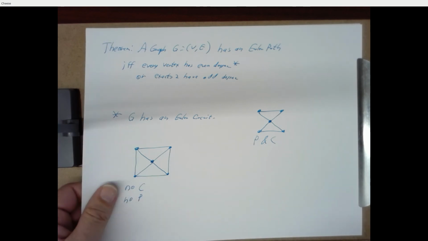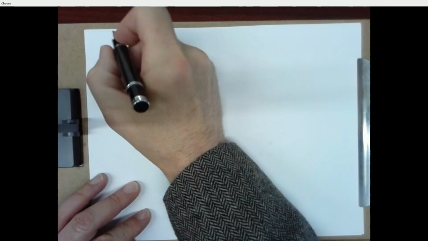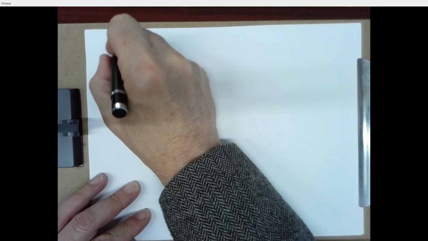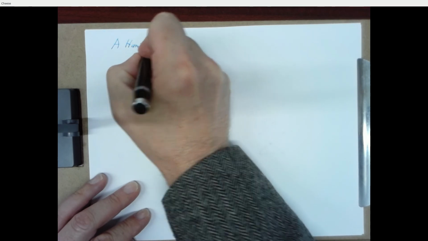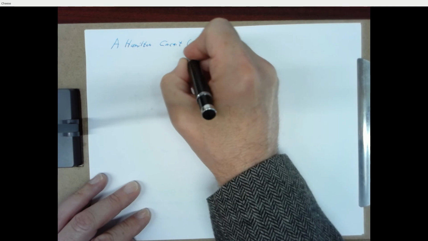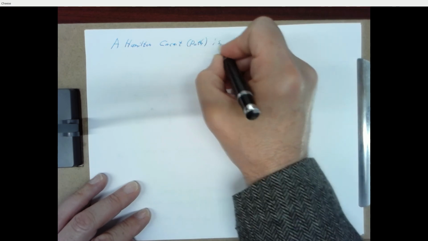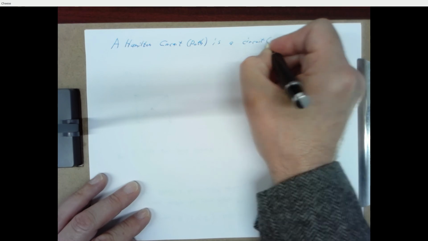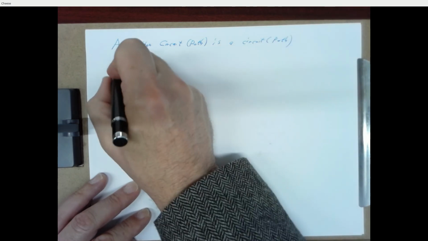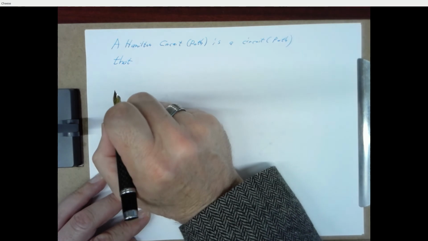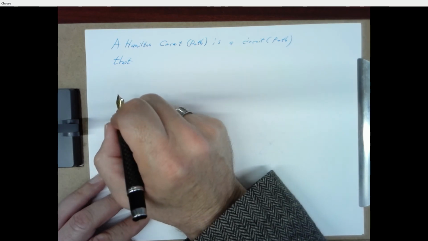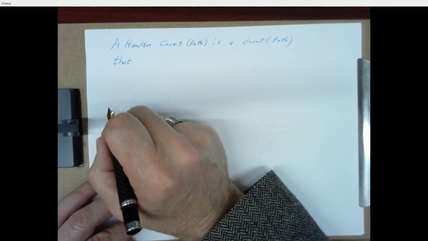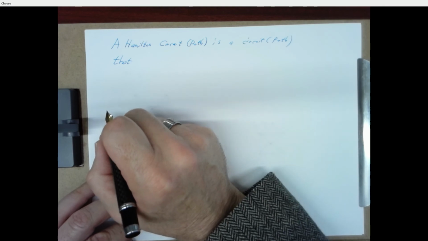All right, so Euler paths talk about visiting edges, right? You want to visit each edge exactly once. There's a dual concept, which is called a Hamilton circuit or a Hamilton path. So a Hamilton circuit or path is a circuit or path that, what's the dual is going to be? Instead of visiting edges once. Vertices.